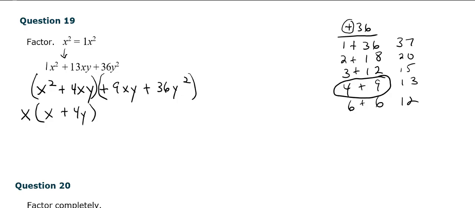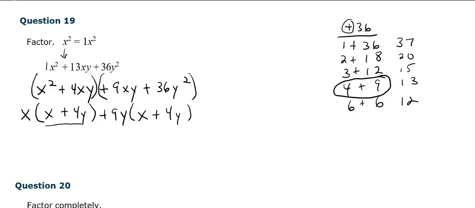Now the greatest common factor of 9xy and 36y squared would be a positive 9, and they both have y's, so I'm going to factor out a y as well. And we know what this should be inside parentheses. It should come out to be the same. So 9xy divided by positive 9y is x. Positive 36 divided by positive 9 is positive 4. And remember, I had 2 y's. I took 1 out, so I have 1 left.